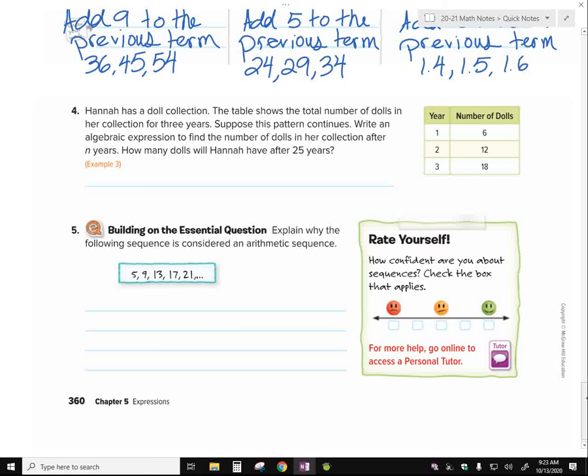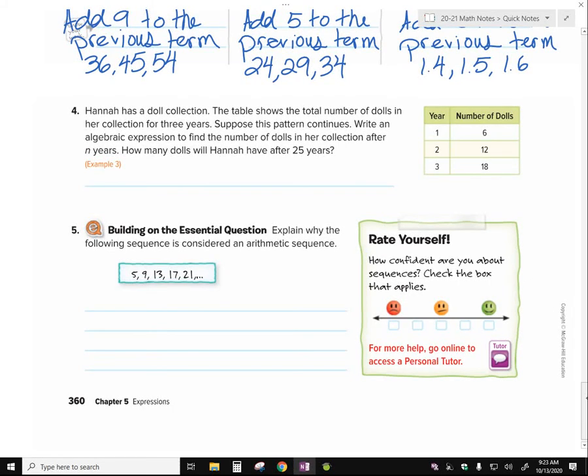All right, you should be done with those 3 by now. For the first one, we just added 9 to the previous term, and it became 36, 45, 54. For number 2, we added 5 to the previous term, which became 24, 29, and 34. For number 3, we added 0.1 to the previous term, so it became 1.4, 1.5, 1.6.